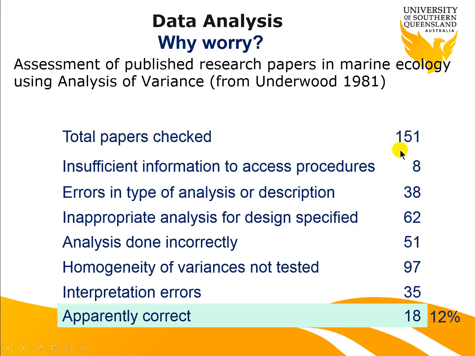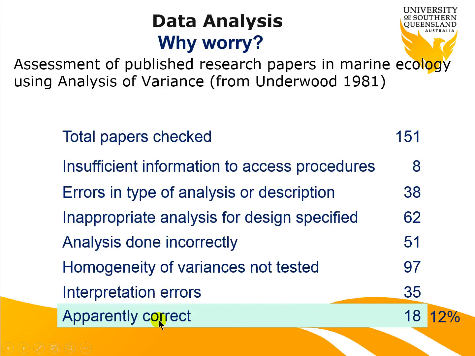151 papers were checked. 8 of those had insufficient information to properly figure out how they had performed the ANOVA, because there's different variations. 38 of them had very clear errors in the type of analysis or description. 62 out of the 151 had inappropriate analysis for the design. 51 had the analysis done incorrectly. 97 had a homogeneity of variance not tested. Homogeneity of variance is a specific assumption of the analysis of variance method, so not testing an assumption means that any results are a bit suspect. And 35 had interpretation errors.